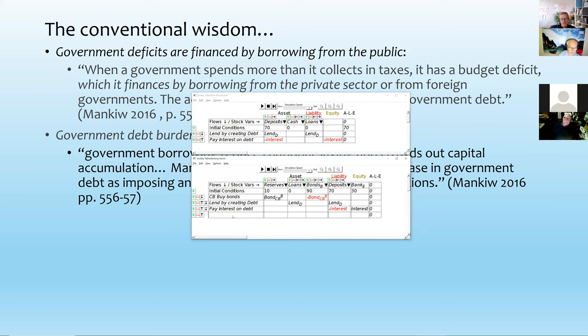And let's look at a government deficit. I'll have government spending here. The government spending puts money into deposit accounts, and it also increases reserves by the same amount.